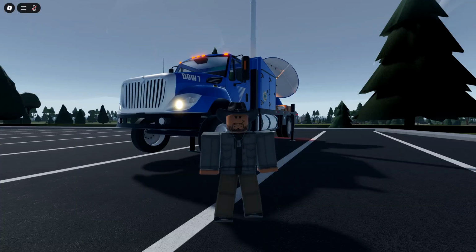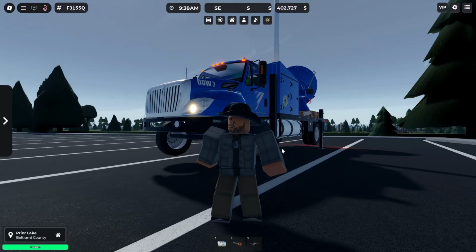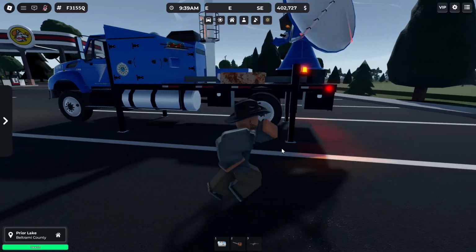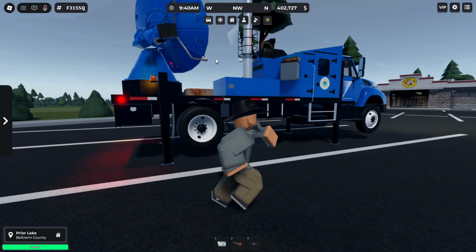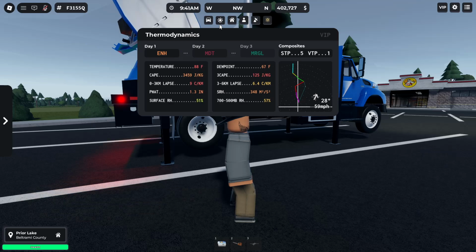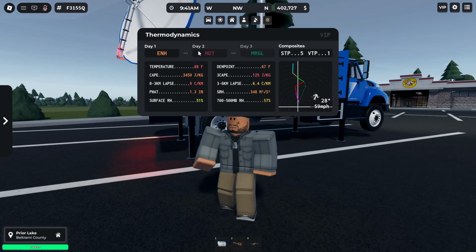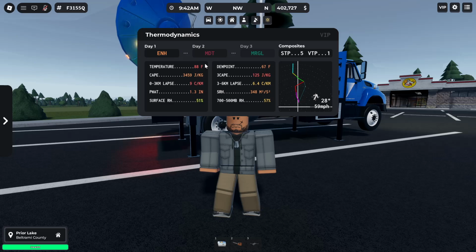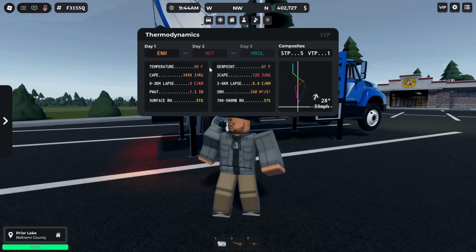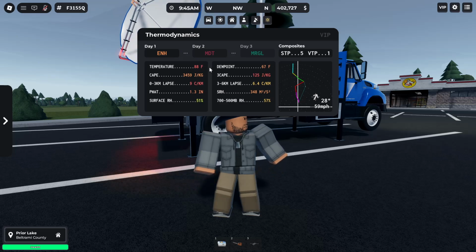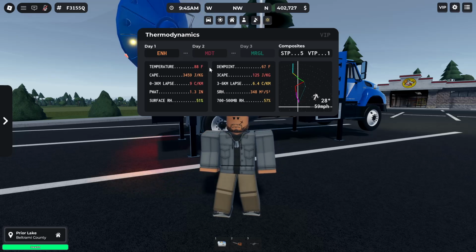So we're going to get right into it here, and we're just going to hop on over here. As you see, I've got the beautiful Dow 7 here currently scanning. And if you go up here to this little sunshine tab, you'll come up with a thermodynamics tab that'll show you all the thermodynamics for the day. Now, obviously, temperature and dew point are fairly obvious, dew point being explained a little bit later. But we're going to start with the CAPE.